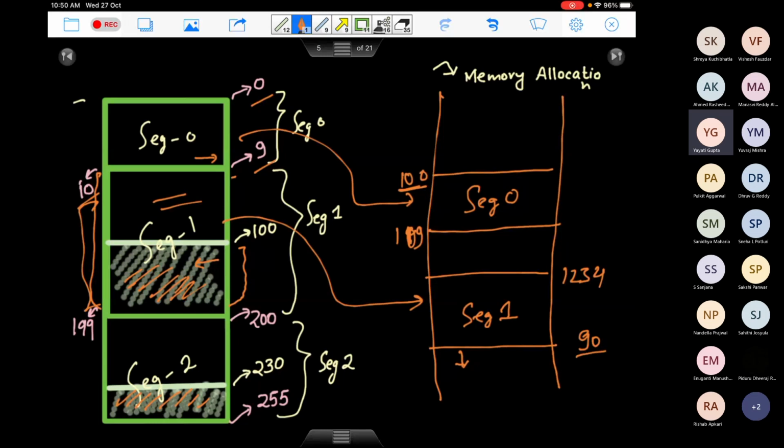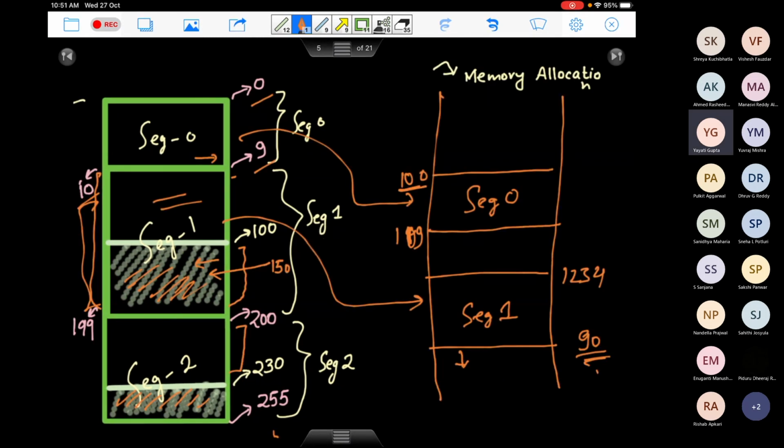Now if you generate an address which surpasses this limit of 90, let us say you are generating a virtual address which is somewhere here, something like 150, those are the times when you see a segmentation fault in your programs. That is a segmentation fault. You are not allowed to cross this boundary for your limit register. The same thing happens with segment 2. You figure out a contiguous chunk, it goes from 200 to 230, 30 bytes, and allocate it to segment 2.